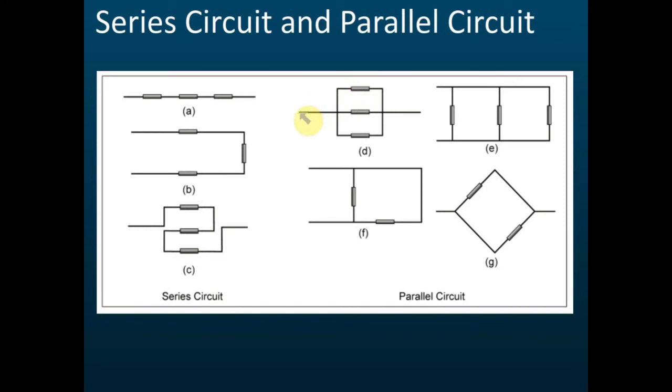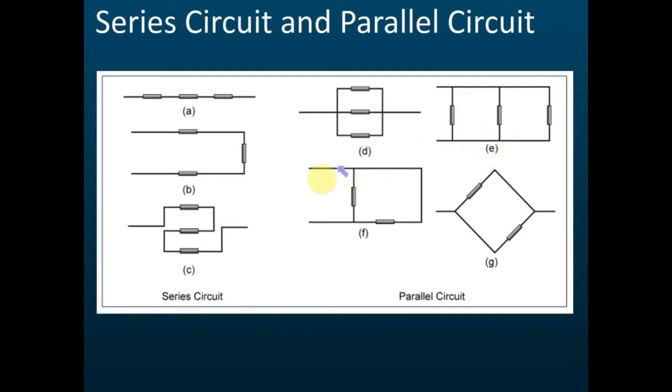For example, it starts from here. It goes to this point, then you can see there are three branches, right? Go here, go here, go here. Three branches. Then this is a parallel circuit, okay? This one, you go here, now there are branches here. You go here, now there are branches here, okay? So this is a parallel circuit.